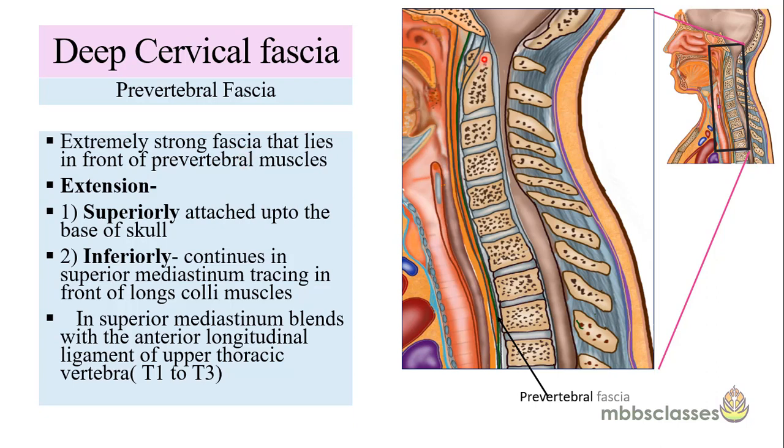If we see the extension, it extends superiorly from the base of the skull, and it continues inferiorly into the superior mediastinum in front of the longus colli muscles. In the superior mediastinum, it blends with the anterior longitudinal ligament of the upper thoracic vertebrae T1 to T3. This fascia surrounds the deep neck muscles like the anterior, middle, and posterior scalene muscles and the deep muscles of the back.